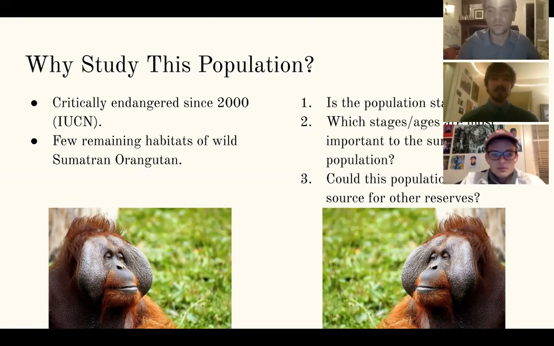The three more specific research questions we had were, is this population of orangutans stable? What stages and ages are most important? And could this population be a source for other reserves and support other populations?